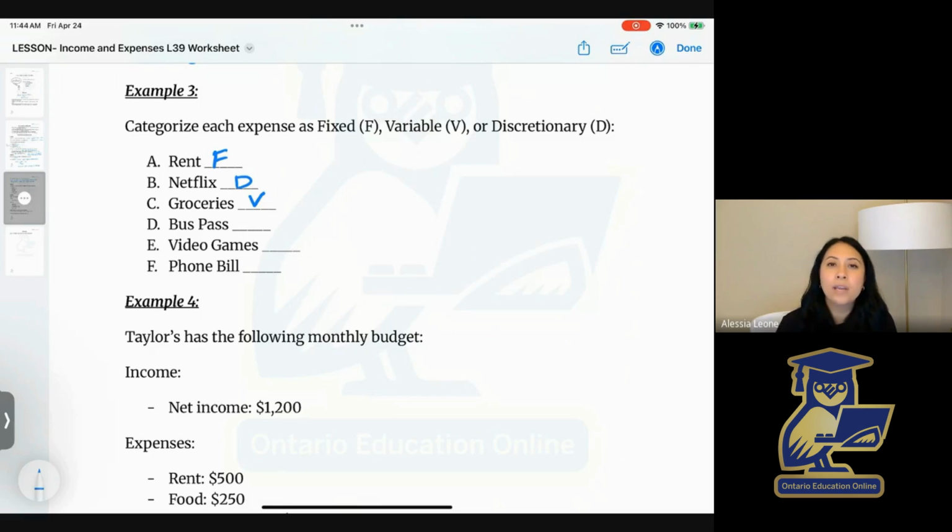If you're going to the transportation store and you're buying a physical bus pass every month and you're just using that bus pass, that would be fixed because that's the same price every month. So I'm going to take this bus pass as the bus pass that you purchase every month. It's the same bus pass every month. So that would be fixed. Video games, discretionary. Phone bill, fixed. We know our phone plans have prices. We chose them. We know what we're paying every month.